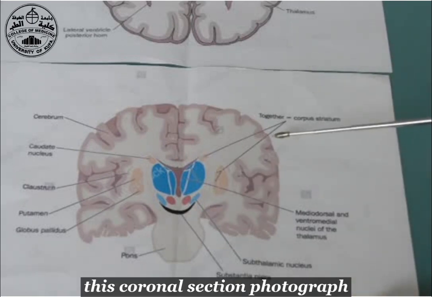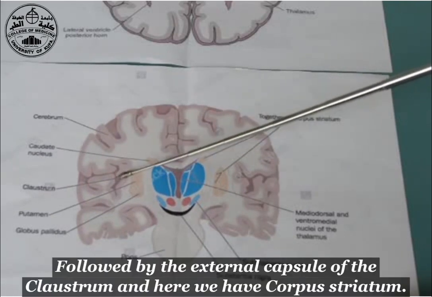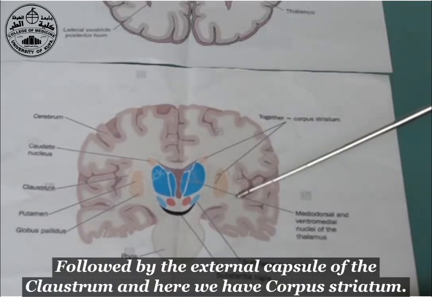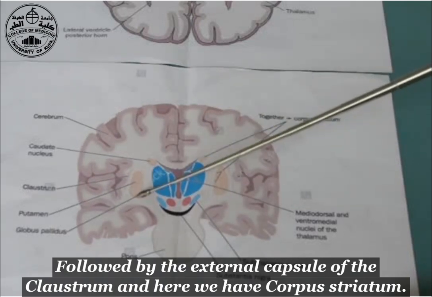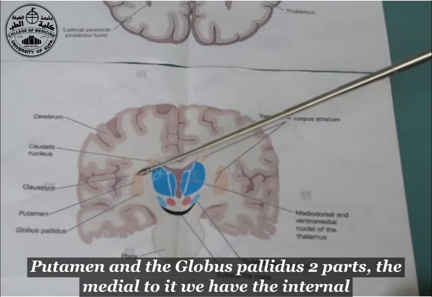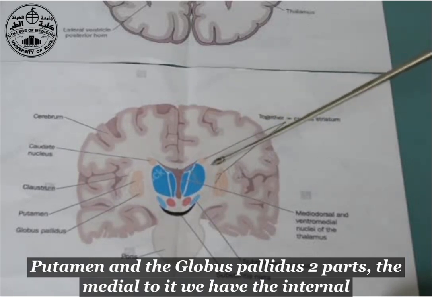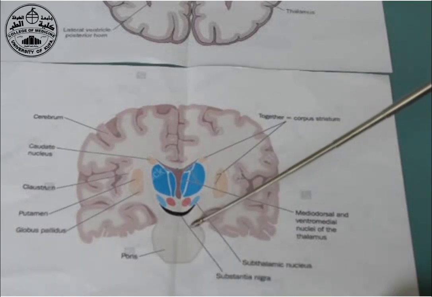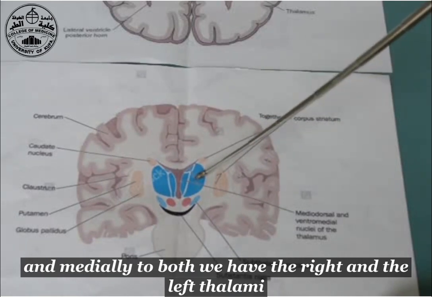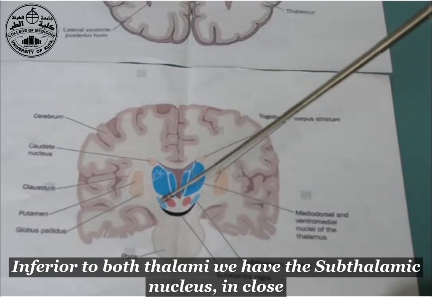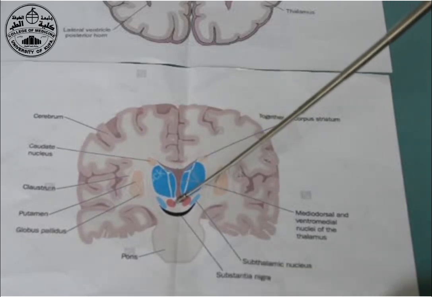This coronal section photograph demonstrates the insular cortex, followed by the external capsule and the claustrum. And here we have the corpus striatum, putamen, and the globus pallidus, so there's two parts. Then medial to it we have the internal capsule, and medially to both we have the right and the left thalami. Inferior to both thalami we have the subthalamic nucleus, in close proximity to the red nucleus.